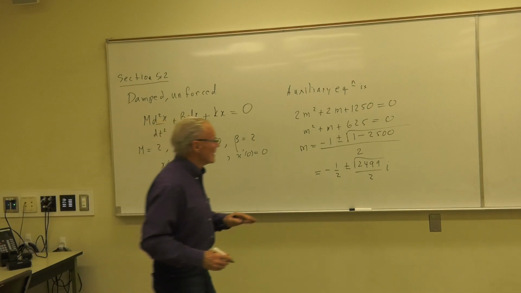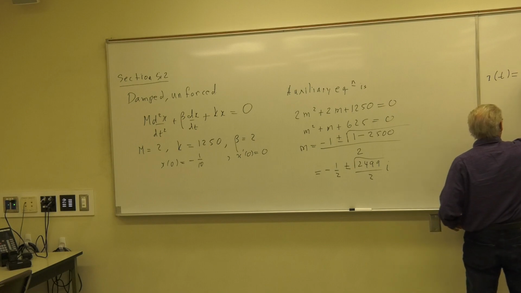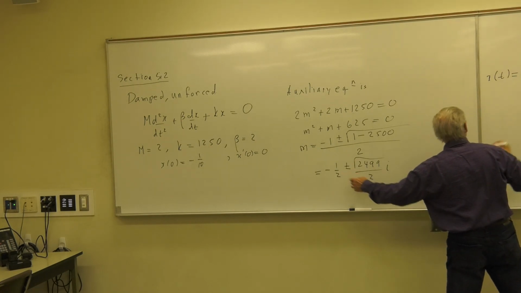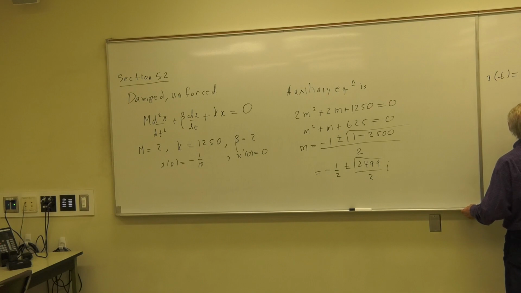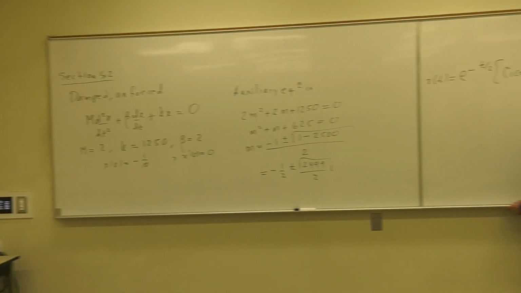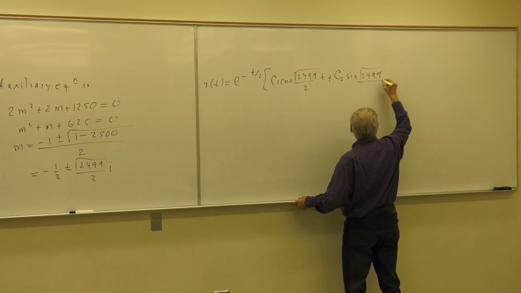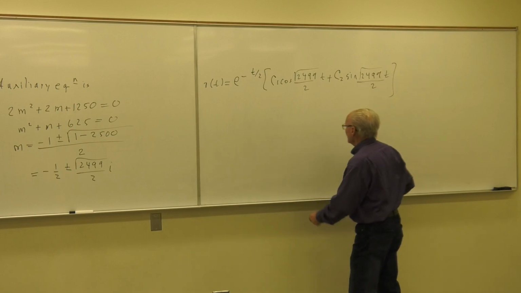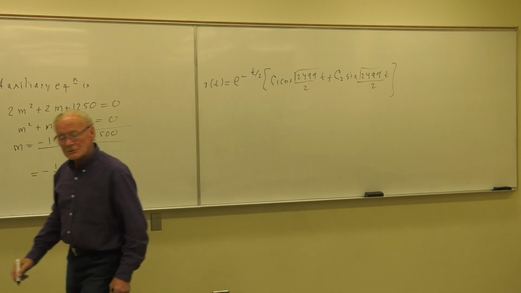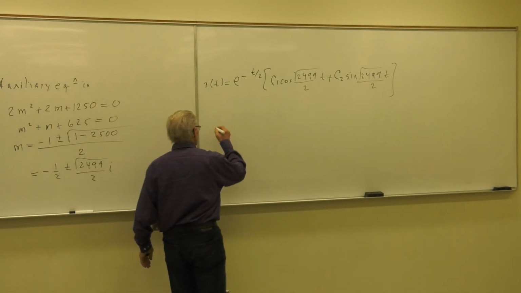Complex roots. Therefore, our theory says that x of t is going to be equal to e to the minus t over 2, times C1 cosine of the square root of 2499 over 2 t, plus C2 sine of the square root of 2499 over 2 t. So there's our general solution of the differential equation. We have to force on the initial conditions.